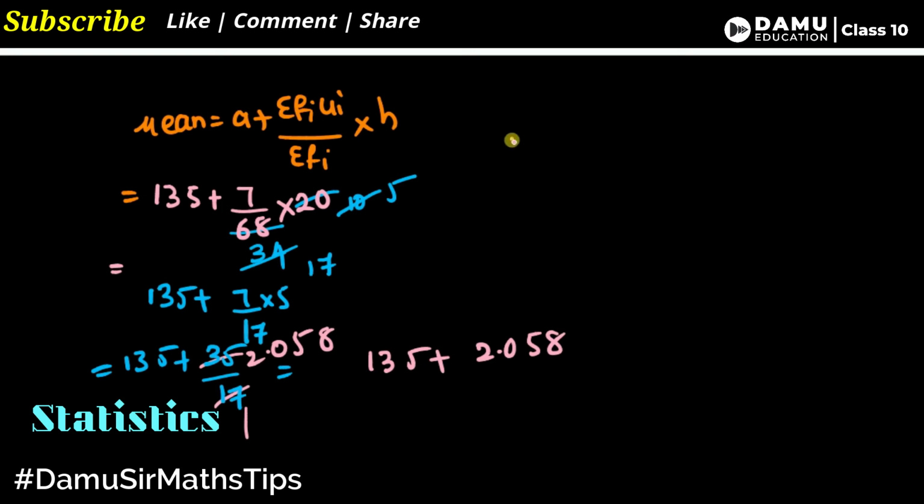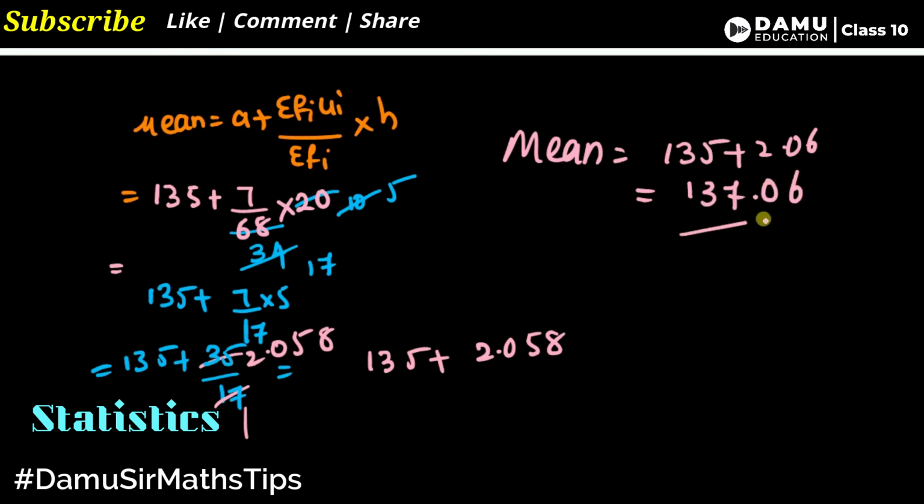2.058. So if you add that, mean will be equal to, what is that here is, so 135 plus 2.06, approximately 135 plus 2.06, we will get 137.06. So this is the mean. So like this we have to find it.